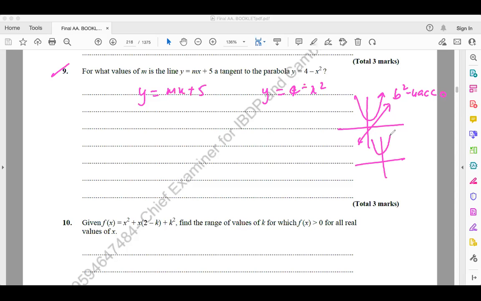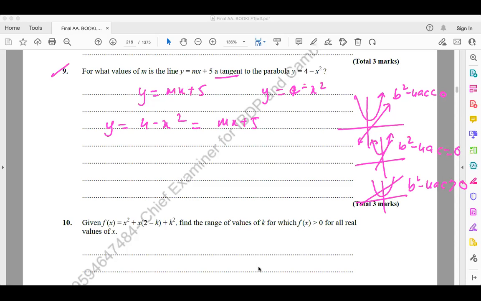If it is the other way around, if it is touching, you're going to have b squared minus 4ac equals 0. If it is cutting at two distinct points, in that case, b squared minus 4ac should be greater than 0. Now here, this is a tangent. So y equals mx plus 5 becomes 4 minus x squared equals mx plus 5.